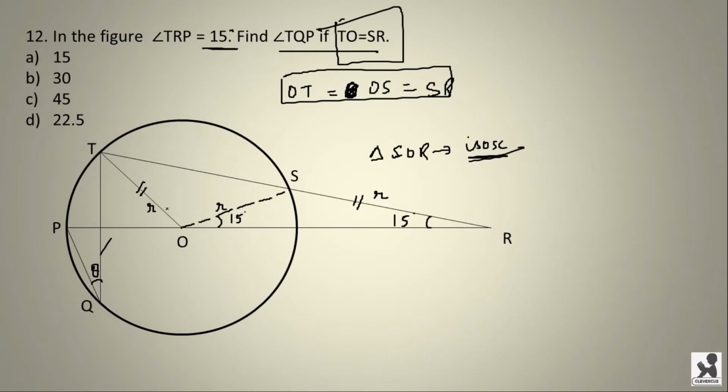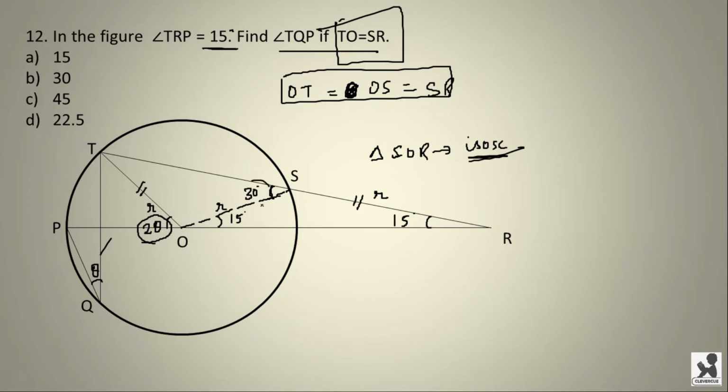Now to find angle TQP, we need to find angle TOP, because if angle TQP is theta, angle TOP is 2 theta. So if we find the angle of 2 theta, we can find the angle of TQP. That is, if we find the angle of TOP, we can find the angle of TQP. So here in this triangle SOR, we can see that external angle S is equal to 30 degrees.